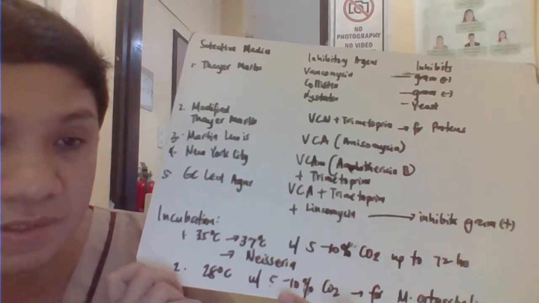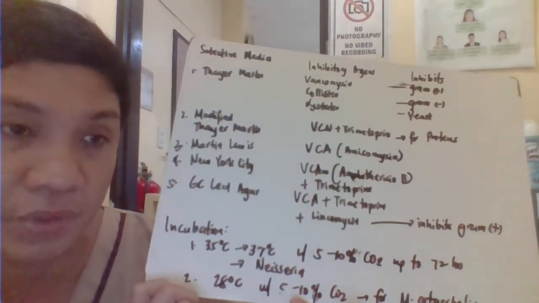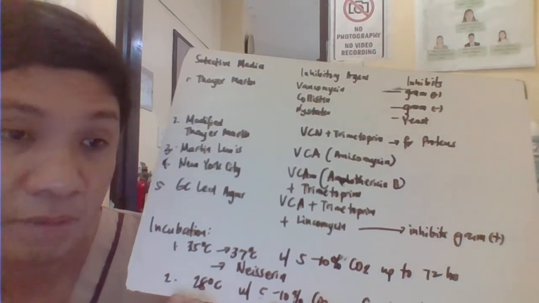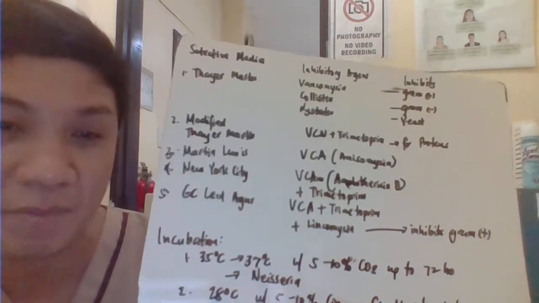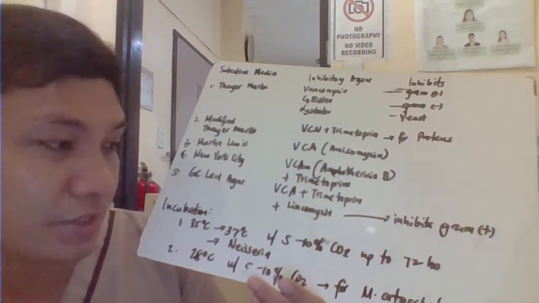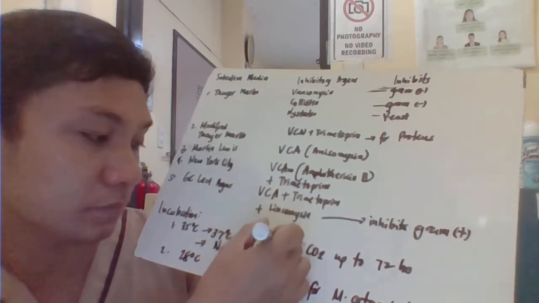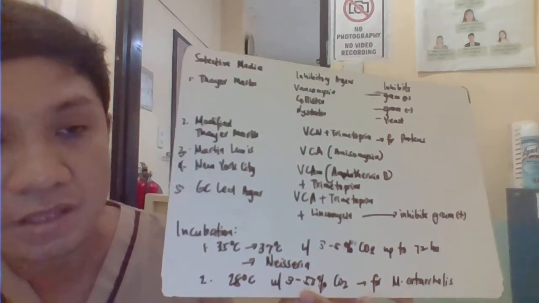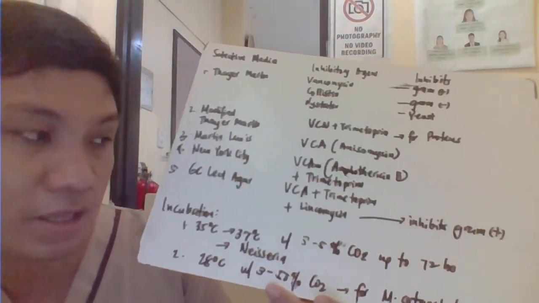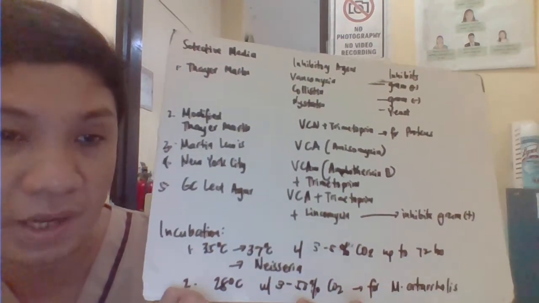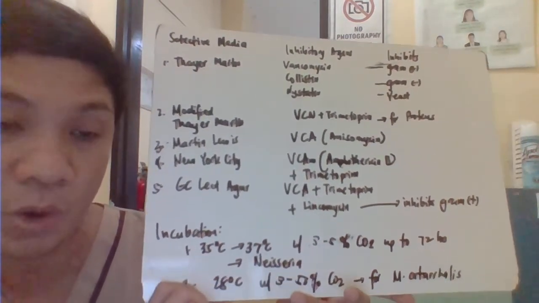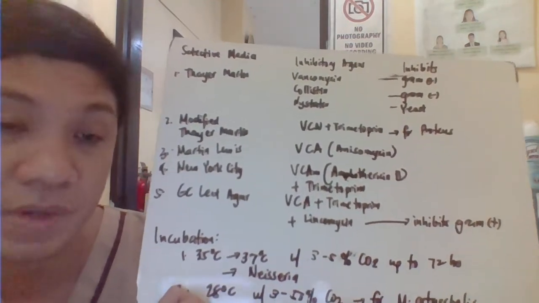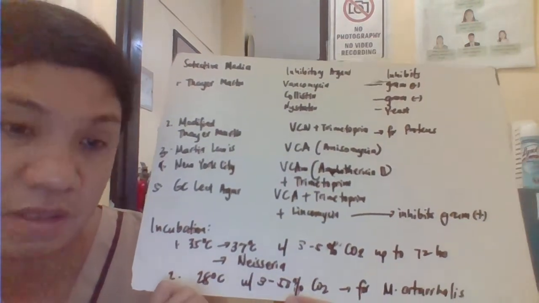For incubation, this is 35 to 37 degrees Celsius, the maximum temperature requirement for Neisseria, providing 3 to 5% carbon dioxide, sorry, not 5 to 10%, it's 3 to 5% carbon dioxide, up to 72 hours. On the other hand, your Moraxella is able to grow at a lower temperature, that's 28 degrees Celsius, with 3 to 5% carbon dioxide, also in a highly humid environment.